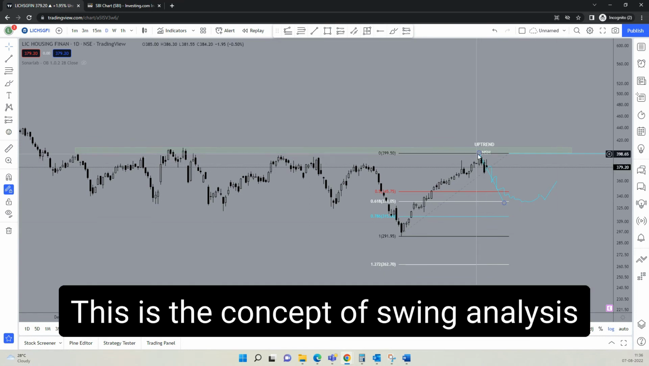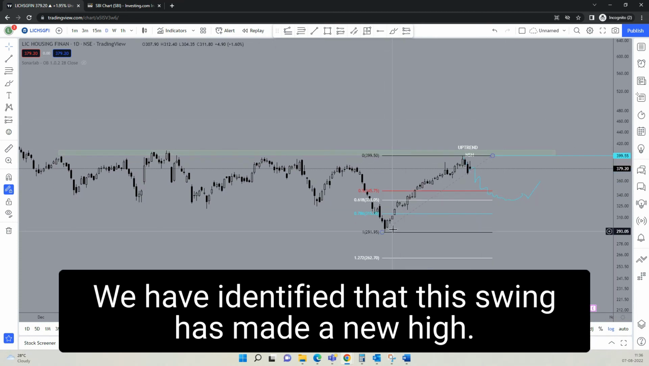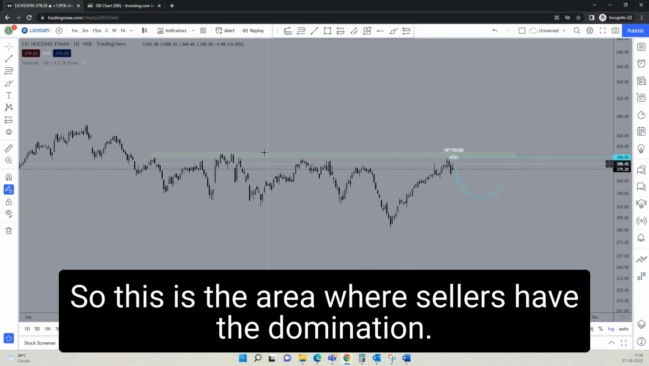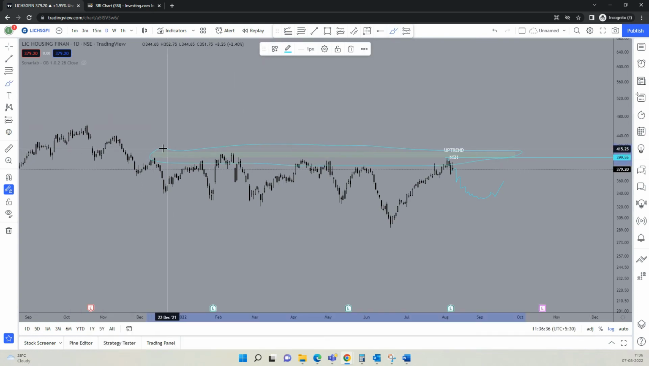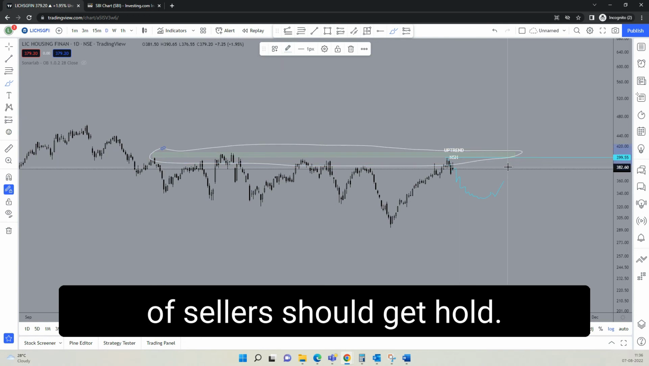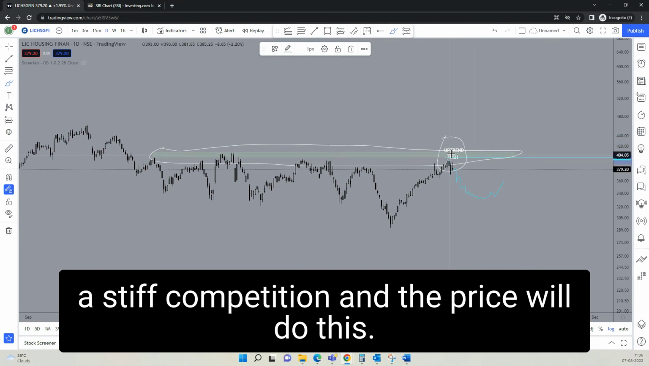So this is the concept of swing analysis or momentum analysis inside a swing. We have identified that this swing has made a new high. We have identified where the sellers were in the past. So this is the area where sellers have the domination. So what do we expect? We still expect that this area of sellers should get hold, and somewhere around this area the buyers will be having a stiff competition and the price will do this.